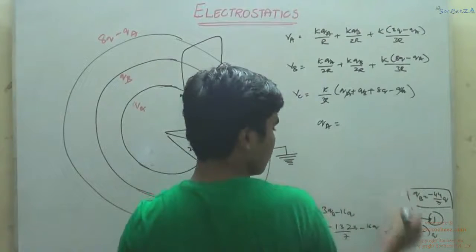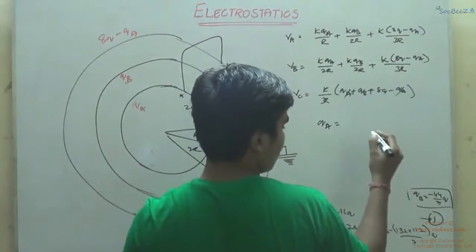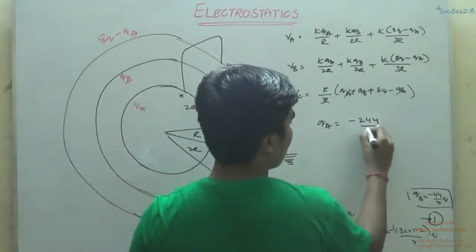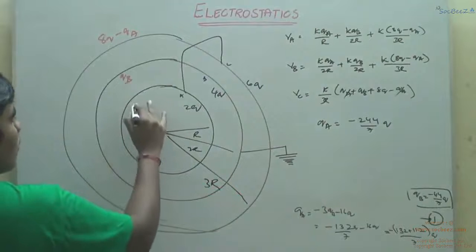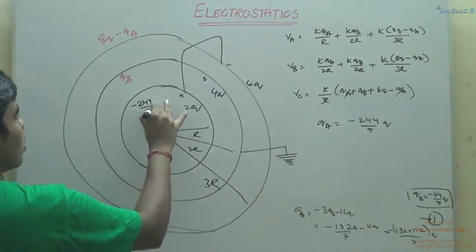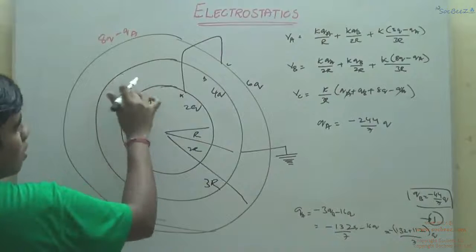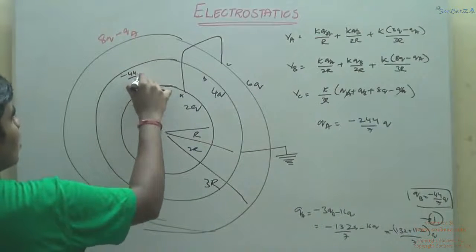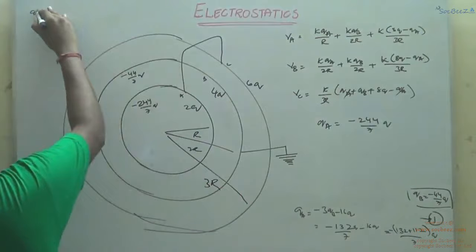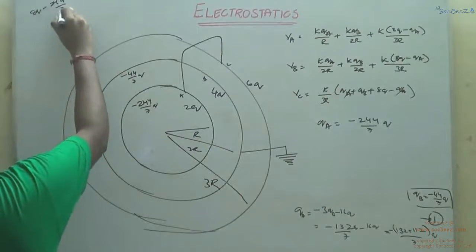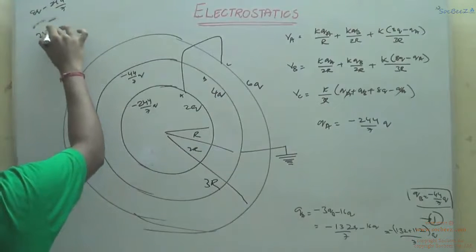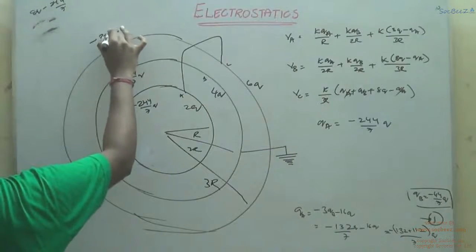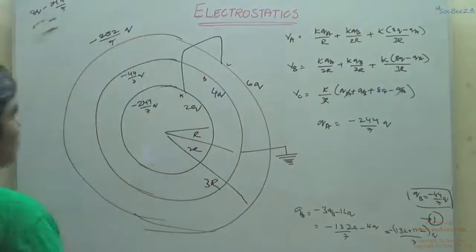QA is equal to... Right. So finally we have a charge of minus 244 by 7q here. We have a charge of minus 44 by 7q here, and then we have a charge of 8q minus qa. So 8q minus 244 by 7q, that is minus 202 by 7q here. So this is the configuration if we arrange it in this manner.